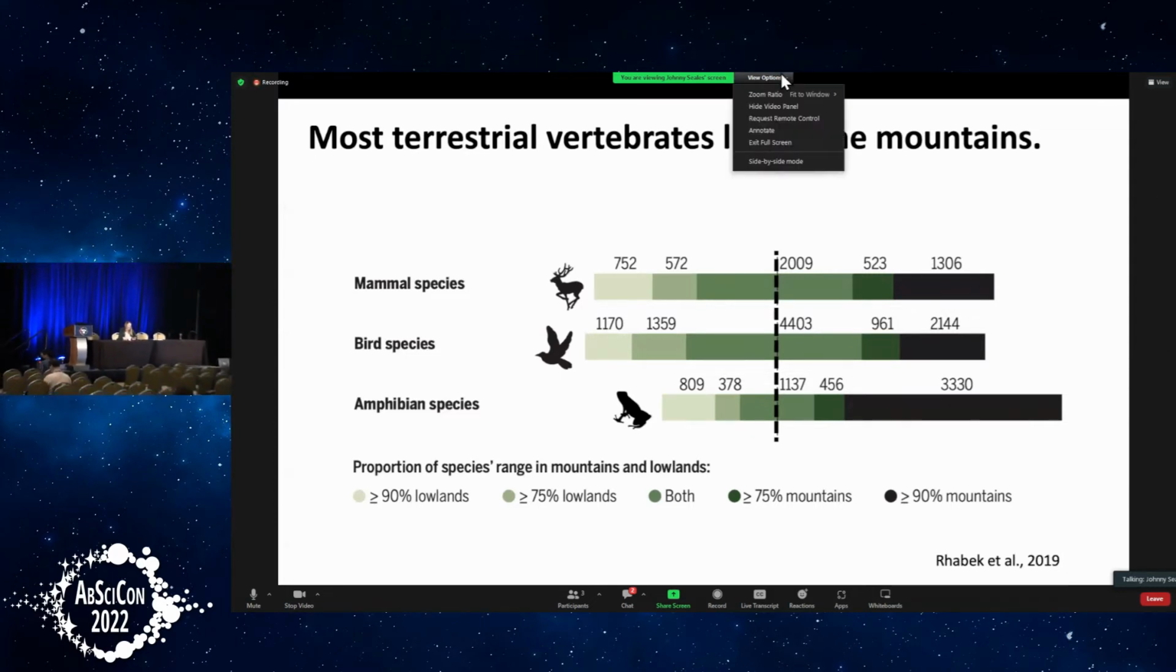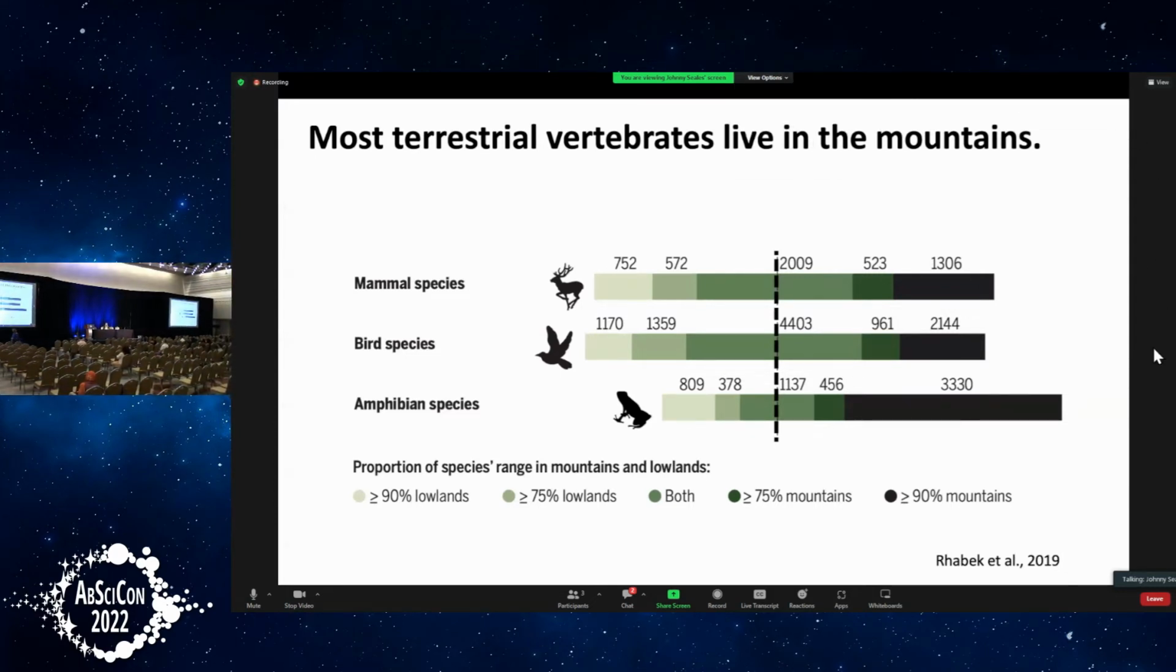I think that this is depicted well within this figure from Rahbek et al. 2019, where they're showing for mammal, bird, and amphibian species, the proportion of species range in mountain and lowlands. So at the lighter greens, many of the species are living in the lowlands, whereas at the darker greens and into the black, the species are more inhabiting higher elevations or in the mountains. So they actually found that about 87% of all of these species are living within the mountains.